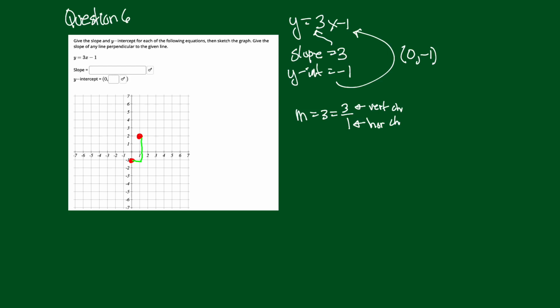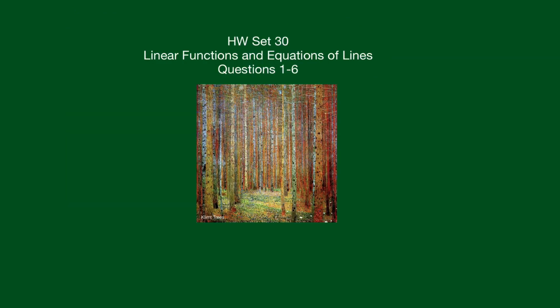Now, as best I can, get my straight edge and pass a line through those 2 points. And that brings to an end the first 6 questions here in homework set 30.